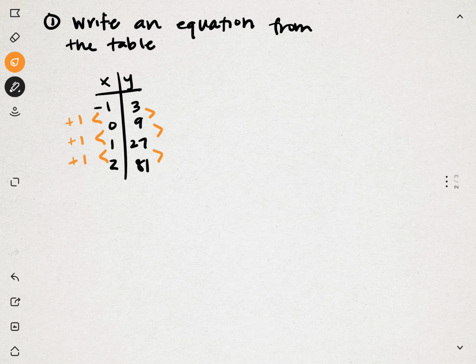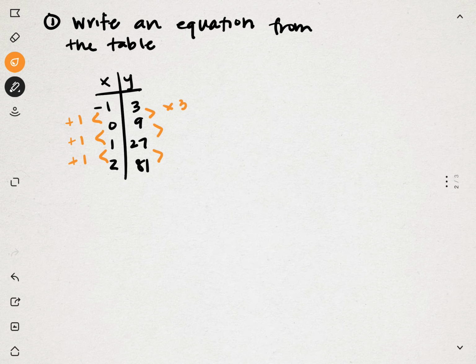Now on the right hand side, in the y column, in Algebra 1, we were used to seeing things go up by the same amount each time. But in this case, we're not adding to get from 3 to 9 and then from 9 to 27 and from 27 to 81. What we're doing is multiplying. So one of the characteristics of an exponential equation is that we're multiplying each time to get the new y value. So in this case, we're multiplying by 3.